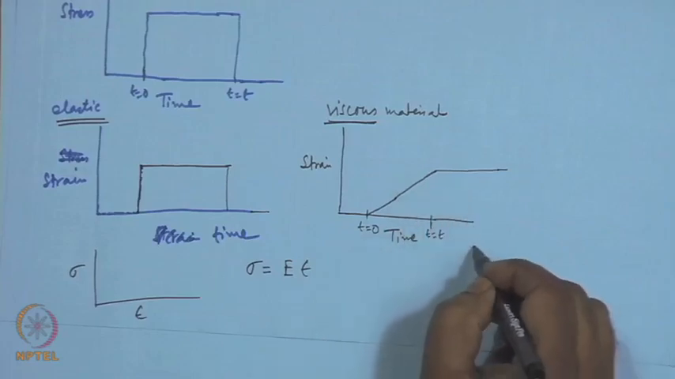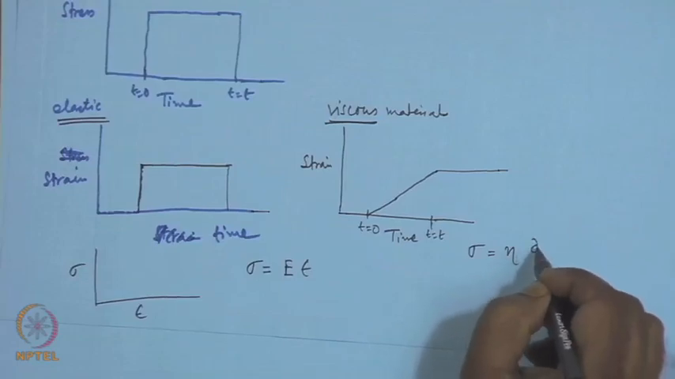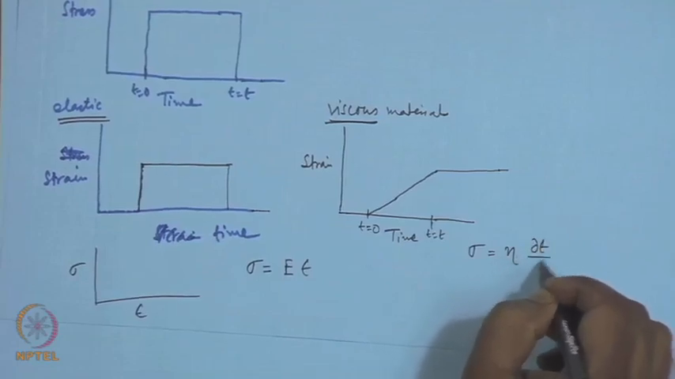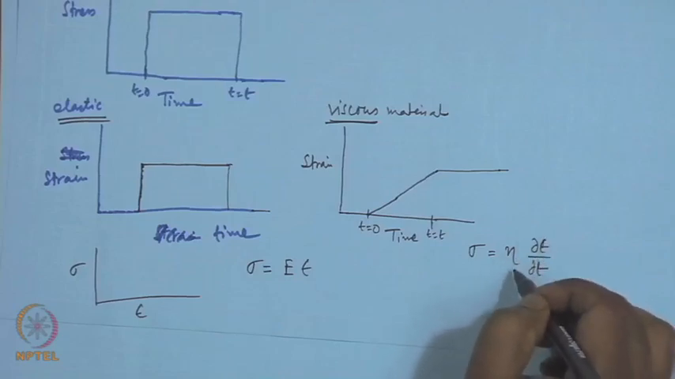And here stress is linked to the rate of change of strain with time, and the proportionality constant is the viscosity.